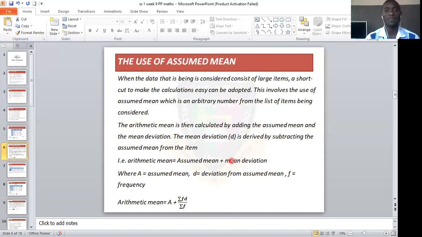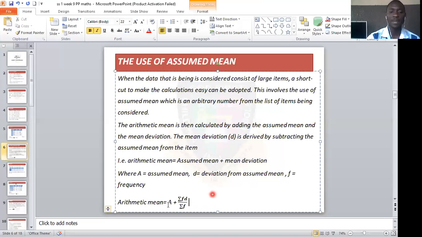Please follow gradually. Where A is the assumed mean, D is the deviation from the assumed mean, and F is the frequency. So this is now the formula. Arithmetic mean equals A plus summation FD, where F is the frequency and D is the deviation. And I told you how to calculate the deviation: D, the deviation, is the subtraction of the assumed mean from the data given, divided by summation F. Please take note of this formula.